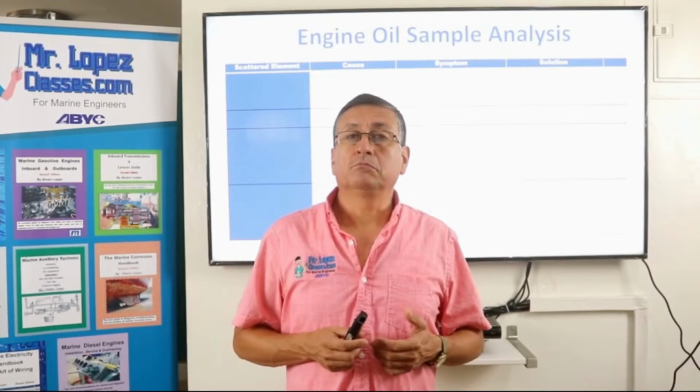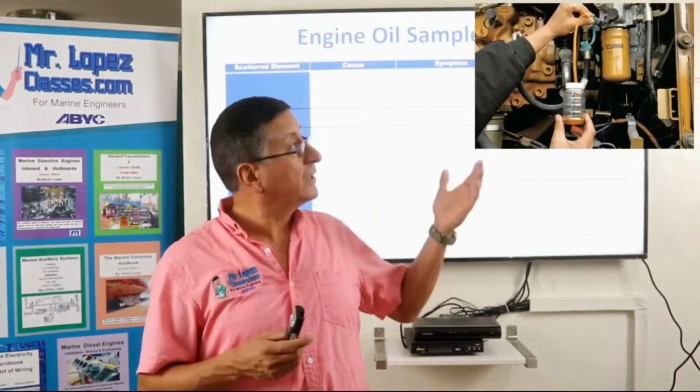What is the procedure? In a plastic container, like the container that you have on the screen right now, you collect the sample of oil and you put a label on the plastic container. On the label you mark the serial number of the engine, the model of the engine, the oil used, and the miles or hours on the oil in the engine. That's the information that you need.